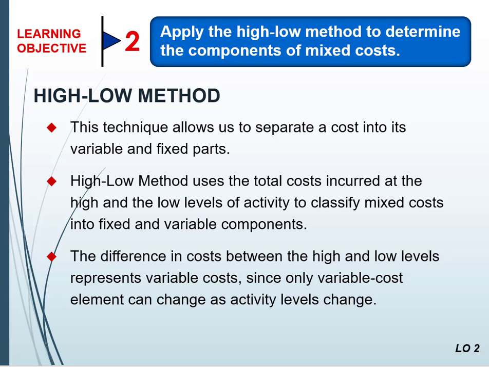So one of the methods we could use is something called the high-low method. This looks at the total costs incurred at the difference between the high and low levels of activity, and allows us to classify or pull out, if you will, the fixed cost from the variable cost. So the differences in costs between high and low levels represents variable costs, since they're the only costs that can ultimately change as activity levels change.